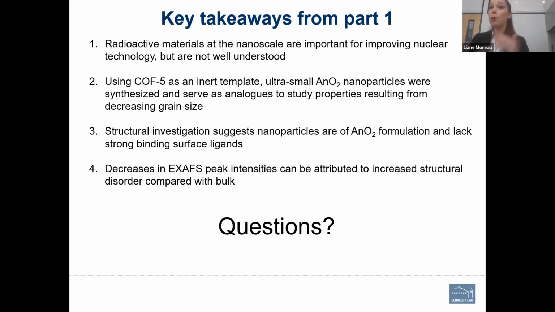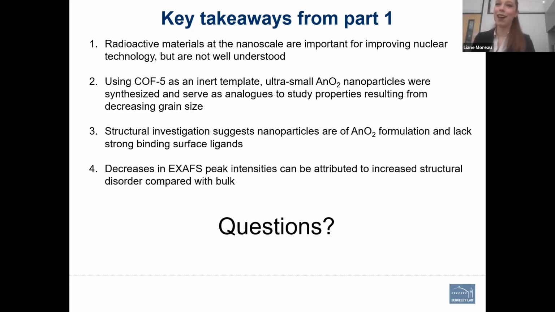And so just some summaries from this particular study before I'll take a break for questions. So one is that radioactive materials in the nanoscale are important for nuclear fuels in multiple parts of the nuclear fuel cycle, but are not very well understood. So we mentioned that there's not a lot of studies that have really been done on these materials. Also, we were able to show that using COF5 as an inert template, we could make ultra small actinide oxide nanoparticles, and that these can serve as analogs to study properties resulting from decreasing grain size in actinide materials.